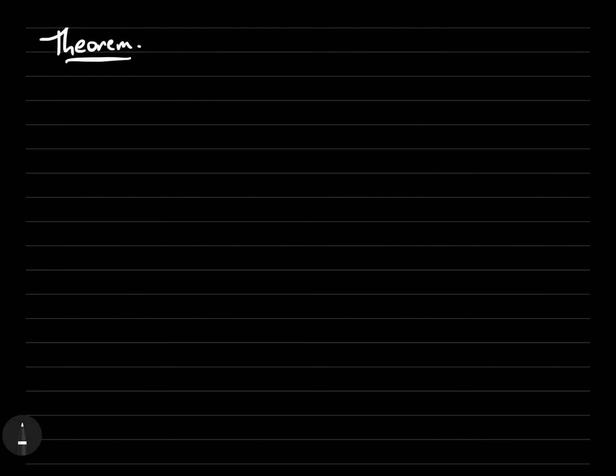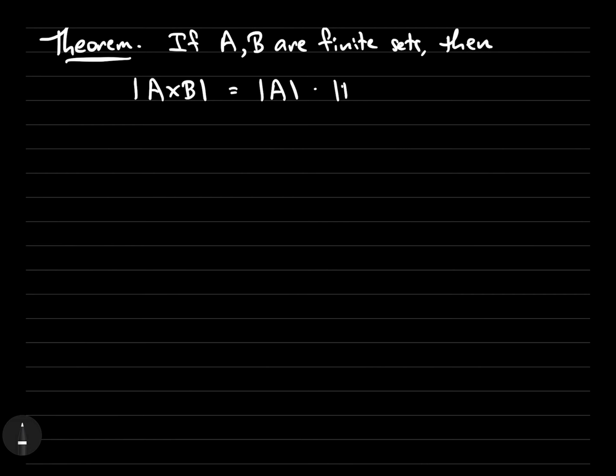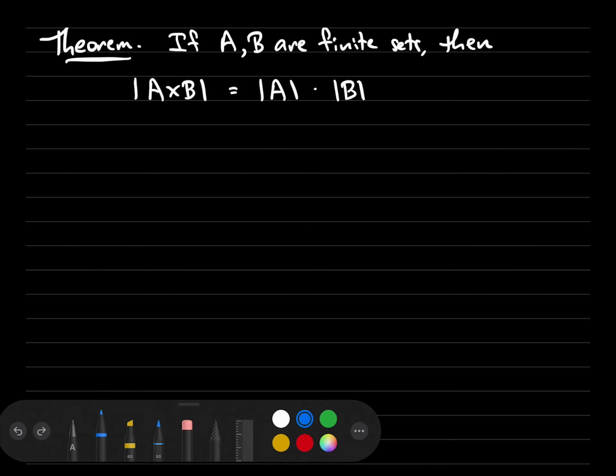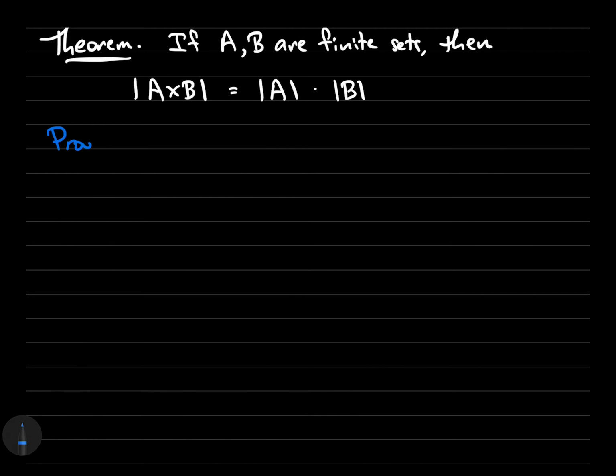Here's a theorem that justifies a bit why we call this a product. If A and B are finite sets, then the size of the product A times B is the size of A times the size of B. Basically, the size of the product is the product of the sizes.